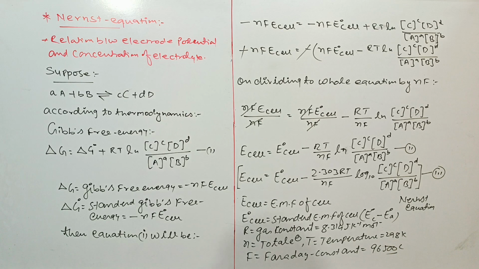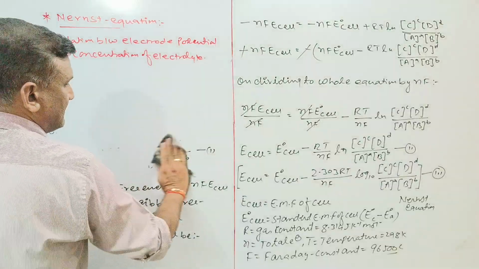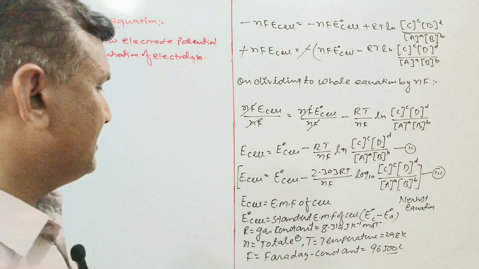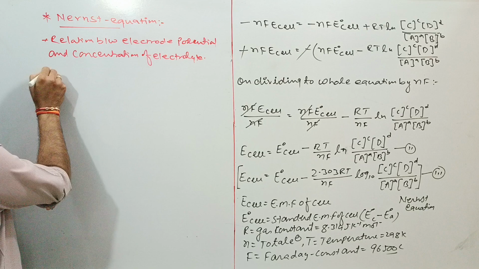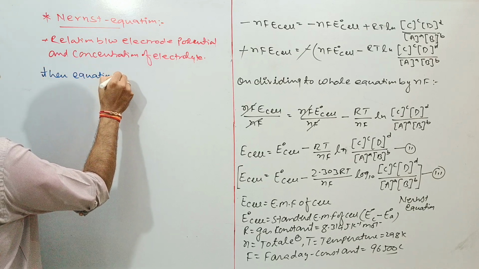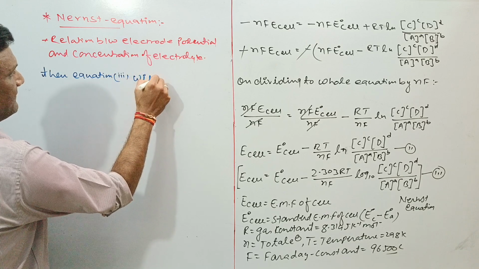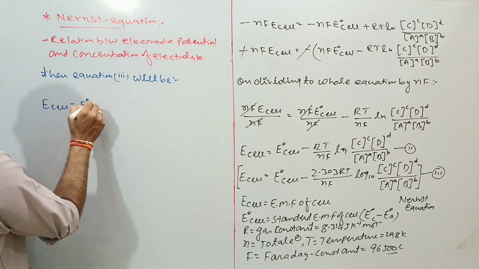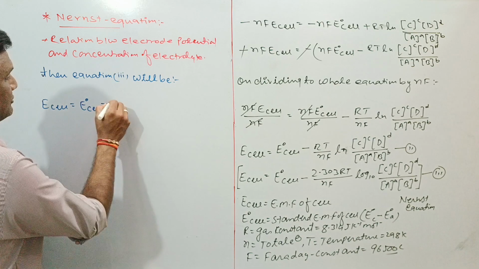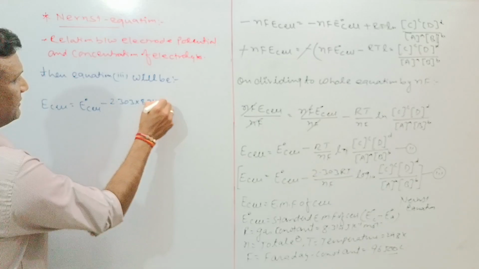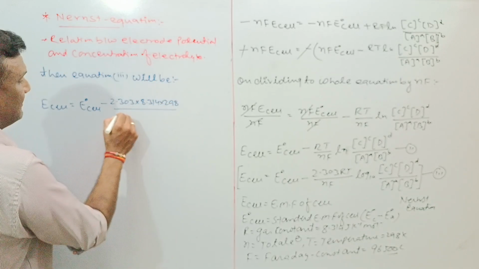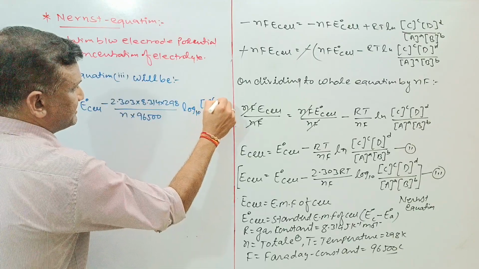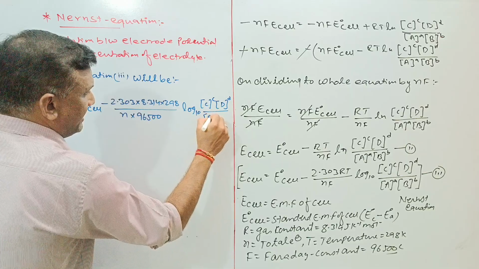Now, if we keep the values in equation third, then what is that? Listen to me carefully. This is equation third, and it will be: this is your E cell, this is your E naught of cell as cathode minus anode, minus 2.303 into 8.314 into 298 as the temperature upon N F, where F is the Faraday constant 96500. This is the log to base 10 of C to the power c, D to the power d, over A to the power a and B to the power b.